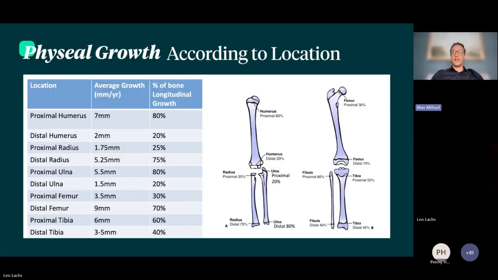There are various growth plates in the body, and the reason this is important is because different growth plates contribute different amounts to the actual growth of the limb. So, for example, in the upper limb, the growth plates at the shoulder and at the wrist contribute about 80% of the growth of the arm, whereas in the lower limb, it's around the knee where the bulk of the growth happens, as you can see over here.